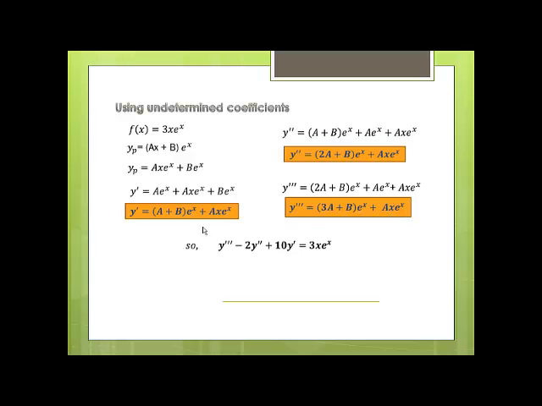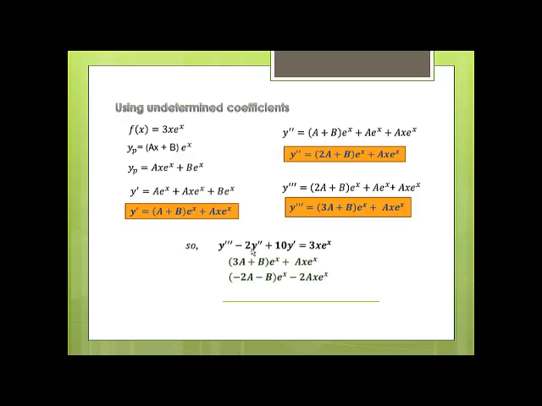So given the equation y triple prime minus 2y double prime plus 10y prime is equal to 3x e raised to the power of x, we will substitute this y prime, y double prime, y triple prime in this equation. So we have for y triple prime, 3a plus b e raised to the power of x plus ax e raised to the power of x. And for the 2y double prime, this is negative 4a minus 2b e raised to the power of x minus 2ax e to the x.